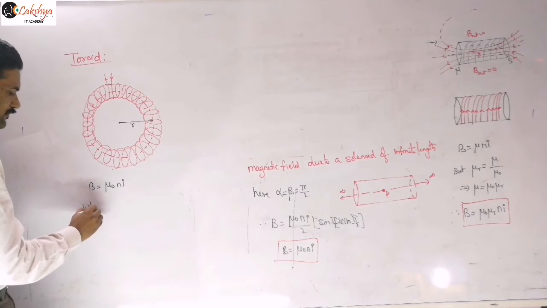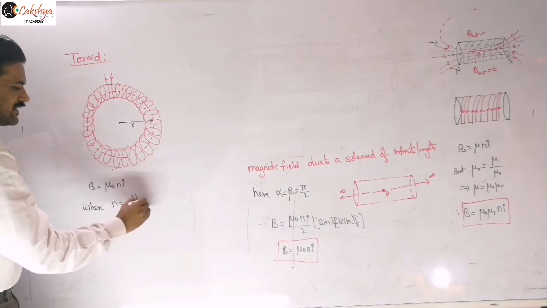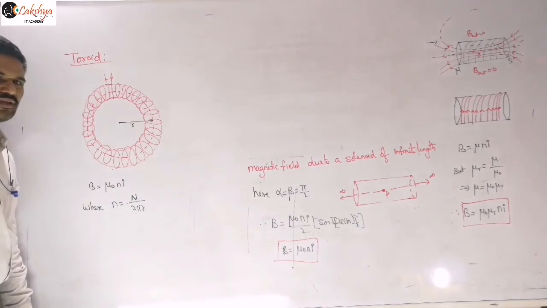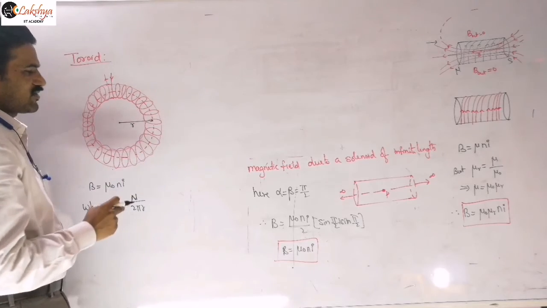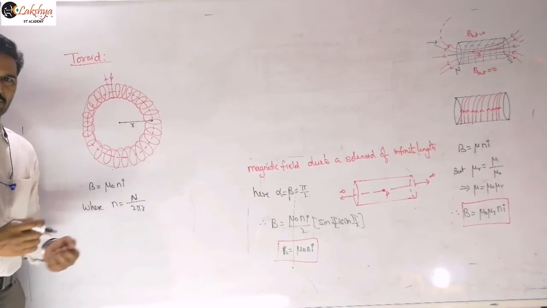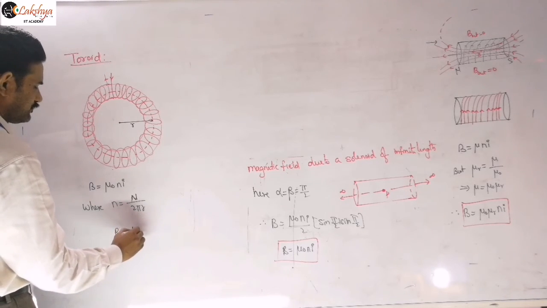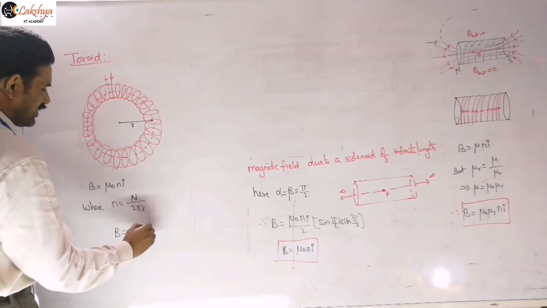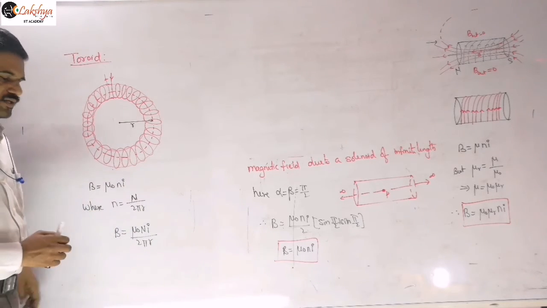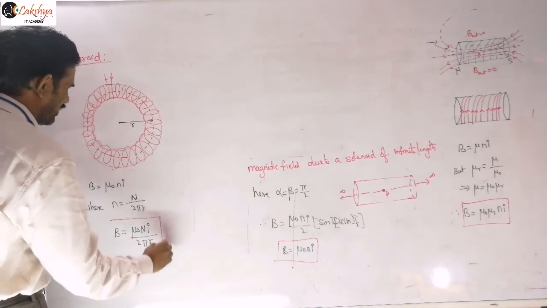Where n is the number of turns per unit length. So we can write this as N by the length of this solenoid, which we write as 2 pi r. Here r is the mean radius of this toroid, so the length of this solenoid you can write as 2 pi r, right? And therefore B is equal to mu naught N i by 2 pi r. So this will be the expression for the magnetic field due to this toroid.